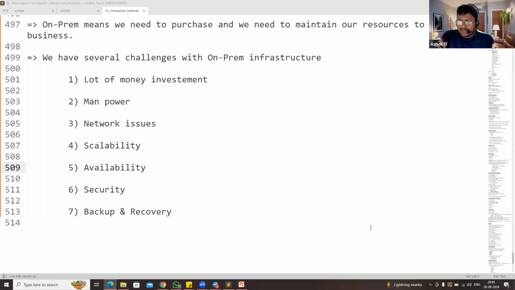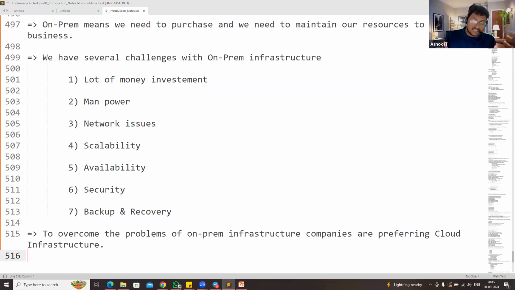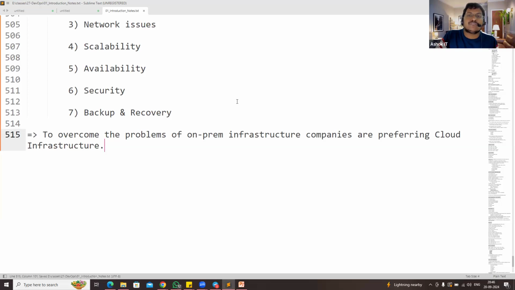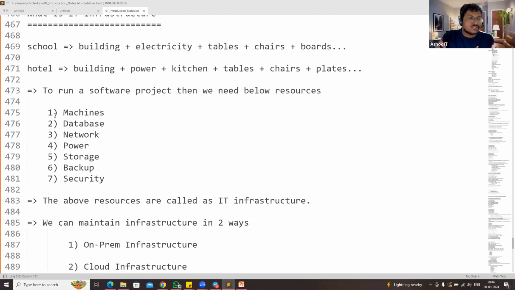To overcome all the problems of on-prem infrastructure, nowadays people are going for cloud infrastructure. To run my project, I need several resources. But the thing is, I don't want to purchase and manage all these resources for my business.